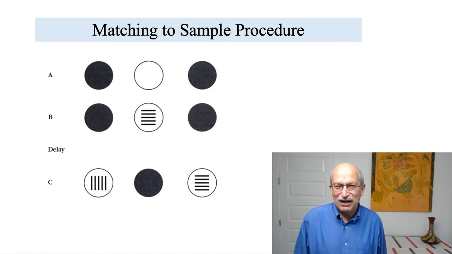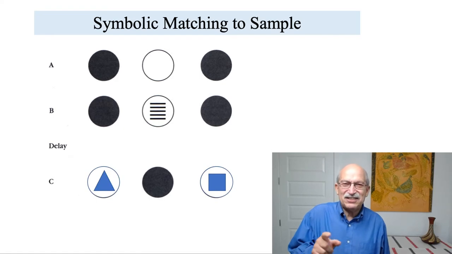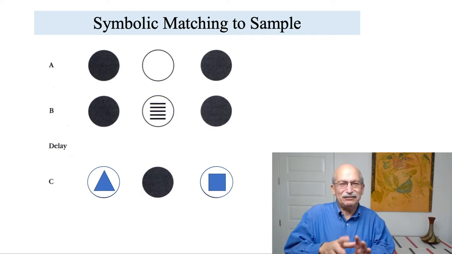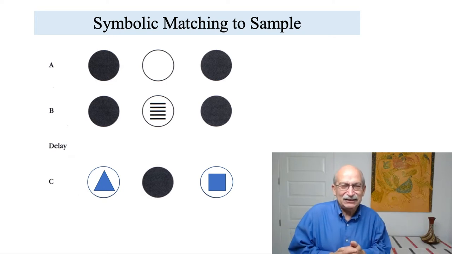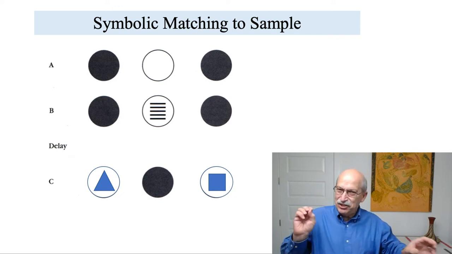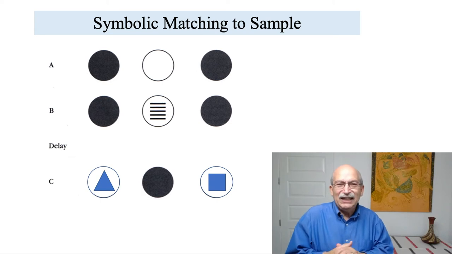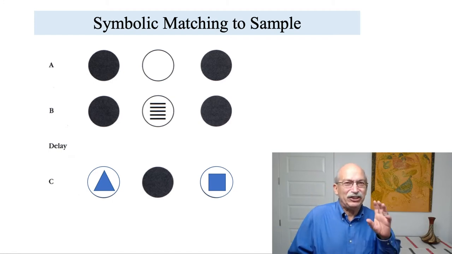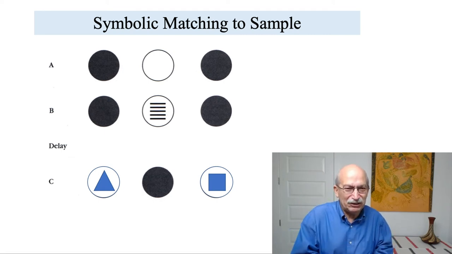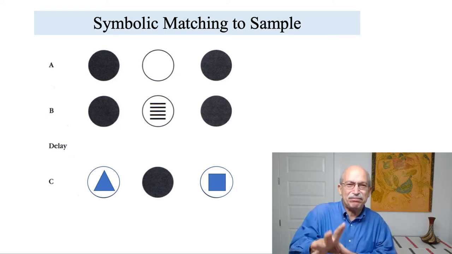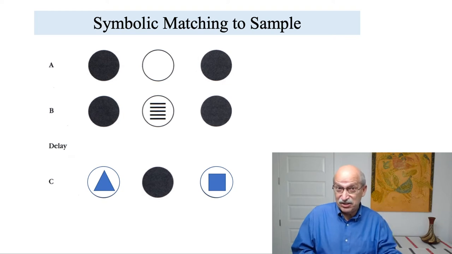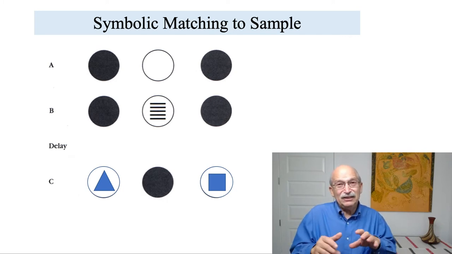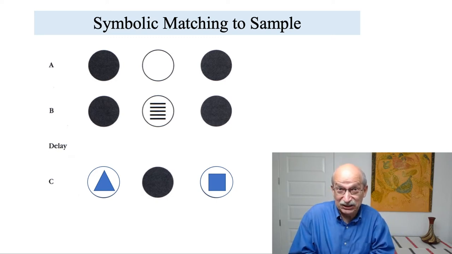This is pretty easy to learn. Now, let's go to the next slide, which illustrates a variation called symbolic matching to sample. Same kind of setup. We cue the beginning of the trial, then we present the sample stimulus. But now, after the delay, there are two choice alternatives, and neither of them matches the sample. In this kind of task, the relationship between the sample and the correct choice is arbitrary, or symbolic. We could set it up so that if the sample is a set of horizontal lines, the correct choice is the triangle, and if the sample is vertical lines, the correct choice is the square. So there's an arbitrary relationship between the sample and the correct choice.